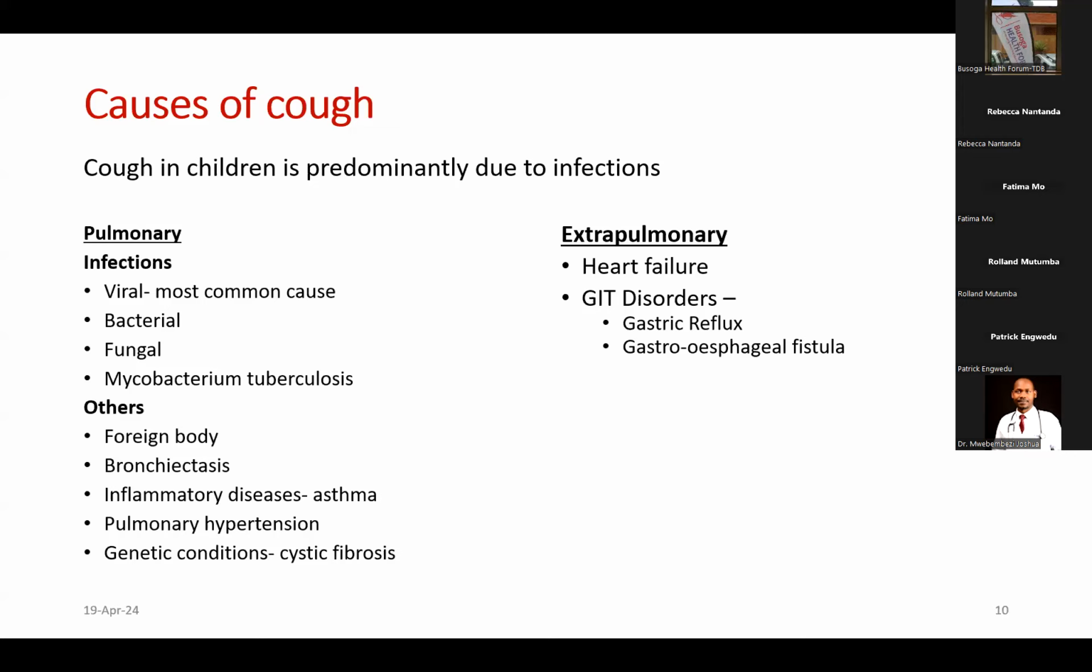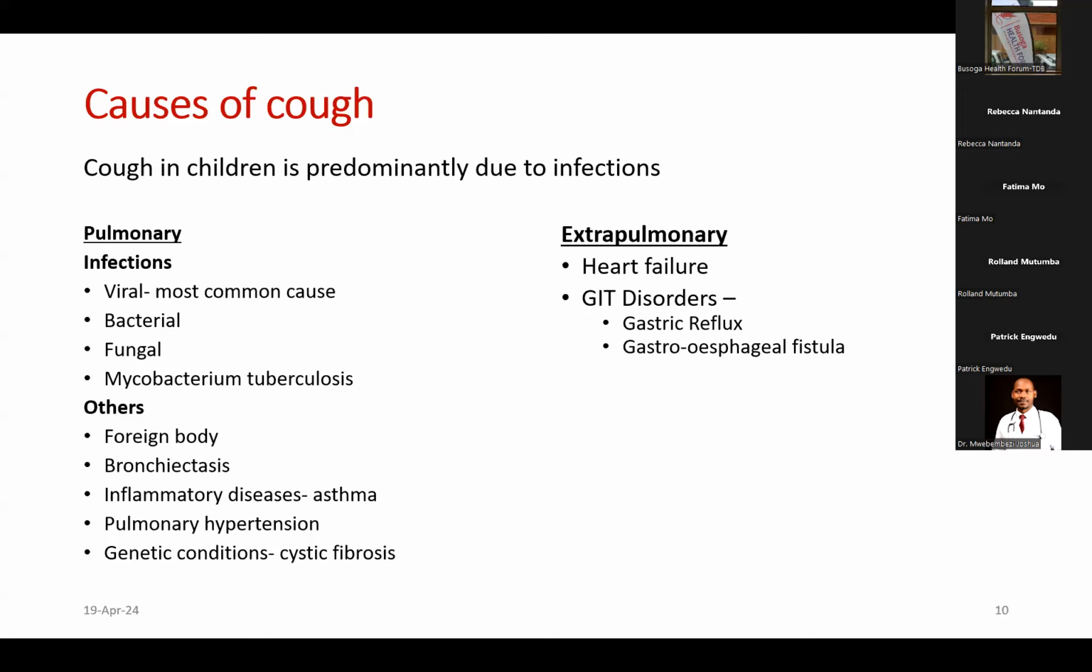But let's not forget that there are also extrapulmonary causes of cough, like if a child has heart failure, or if they have gastrointestinal disorders like gastric reflux and gastroesophageal fistula. So you can see that the scope of the possible causes of cough in children is quite wide.